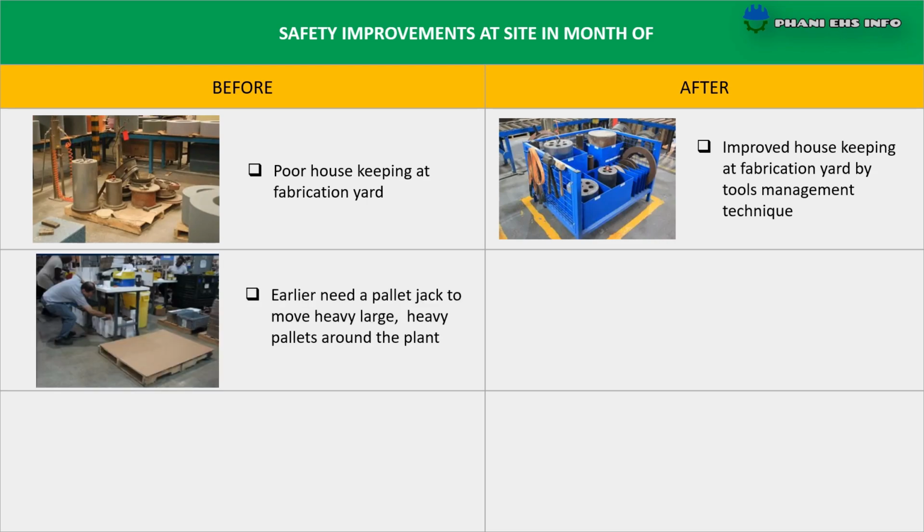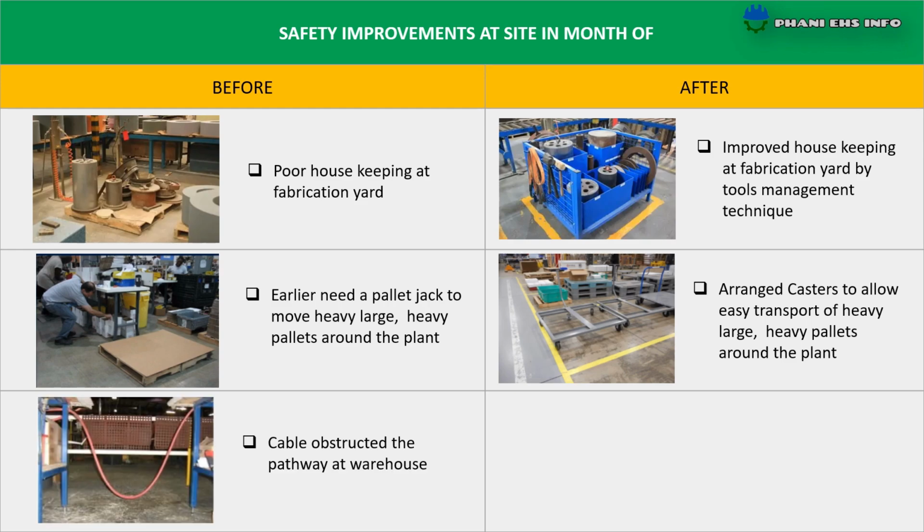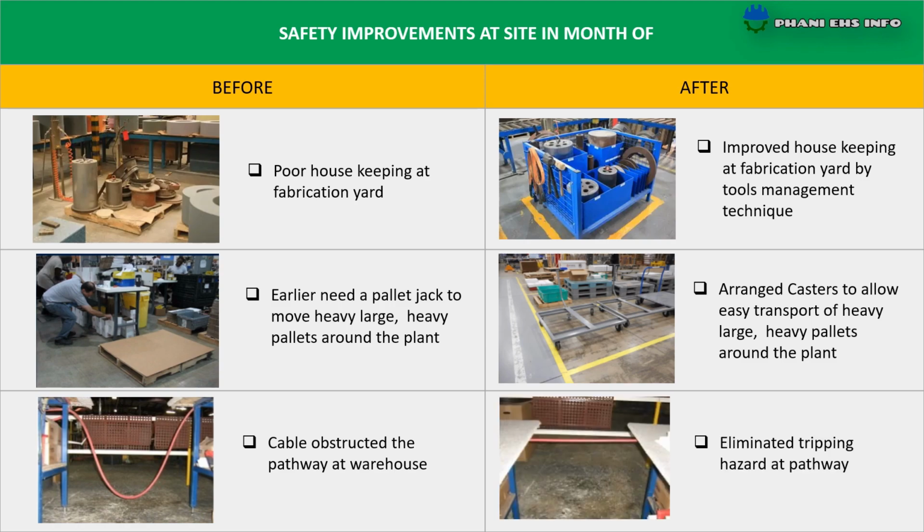Second one, earlier a pallet jack was needed to move large or heavy pallets around the plant. Casters were arranged to allow easy transport of large or heavy pallets around the plant. And third one, a cable obstructed the pathway at the warehouse. So by coordinating with the electrical team, the tripping hazard at the pathway was eliminated. Like this, we have to mention the improvements regarding safety with pictures. This is about the safety statistics or safety monthly report.